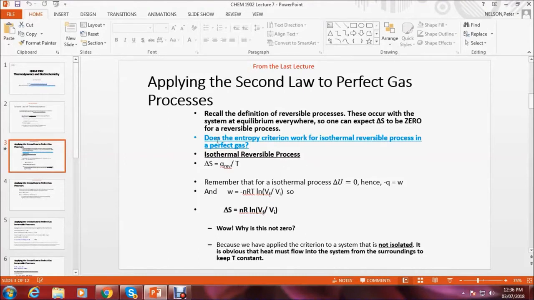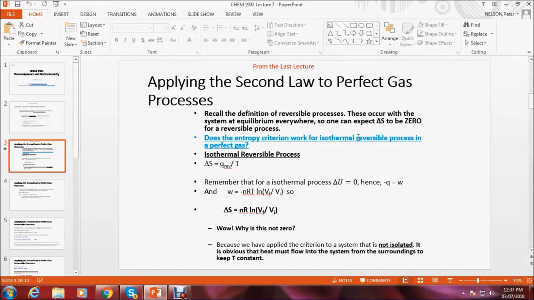Now, the question is, does the entropy criterion work for isothermal reversible processes in a perfect gas? Isothermal reversible. Once you hear reversible, you know that this means that a system is at equilibrium at every point. So clearly it cannot have an entropy change, because remember we said that at equilibrium entropy change is equal to 0. So there can be no entropy change for a reversible system. Let's try to prove this.